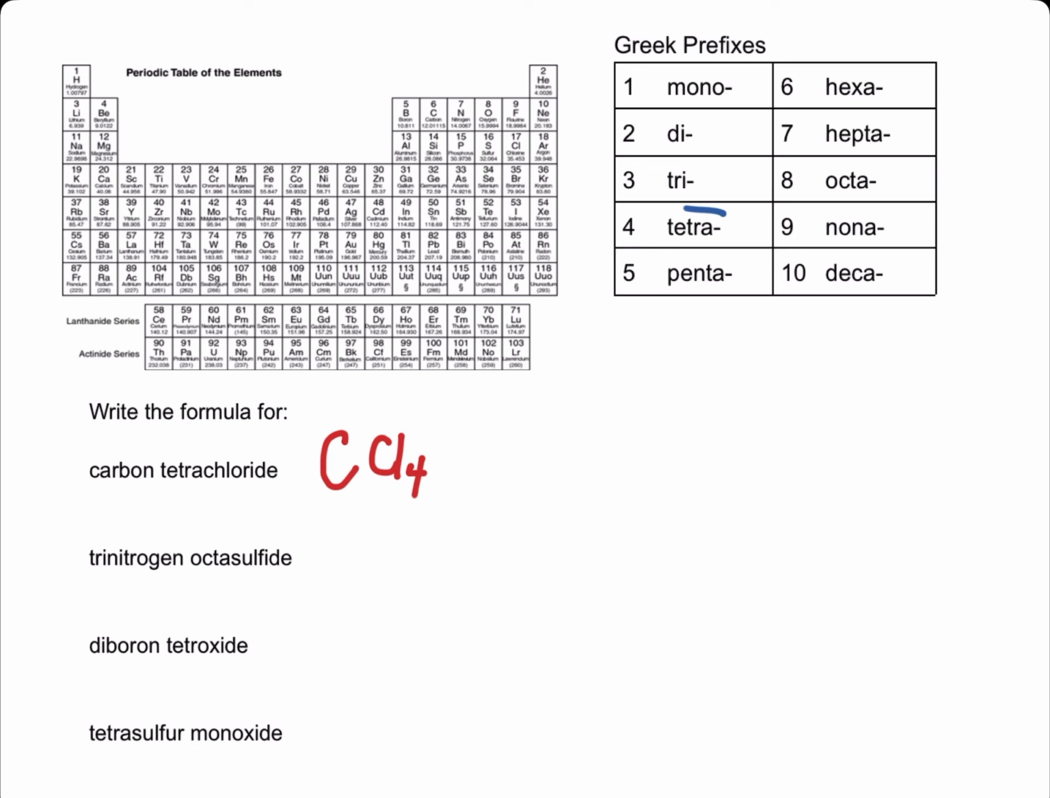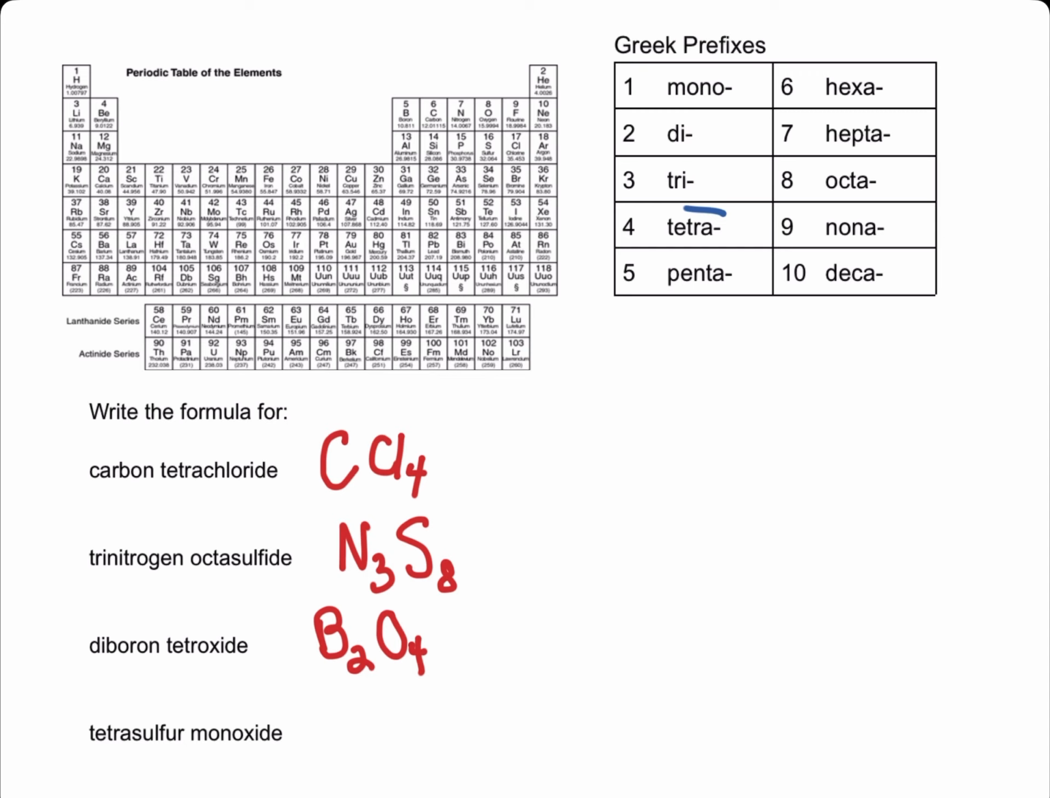Trinitrogen octasulfide. Tri means 3, so there's 3 nitrogens. Sulfide means sulfur, and there's 8 of those. Octa means 8. Diboron tetraoxide. Di means 2, so 2 borons. Tetra means 4, so 4 oxygens.